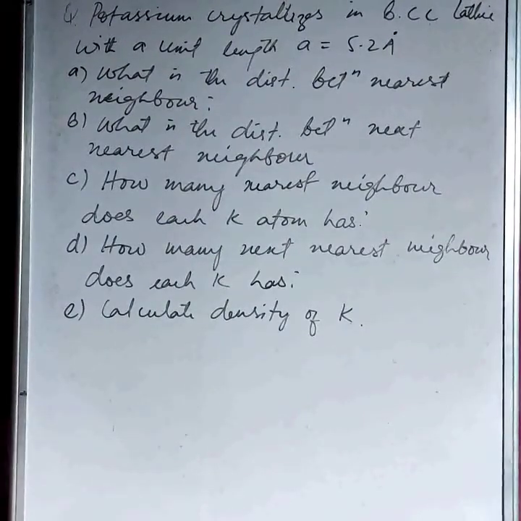So here is a problem. Potassium crystallizes in a body-centered cubic lattice with a unit cell length a of 5.2 angstrom. You are asked to calculate all these 5 things, starting with: what is the distance between nearest neighbors, and so on. Now you can pause the video and solve on your own. In a short while I'll give you the solution.